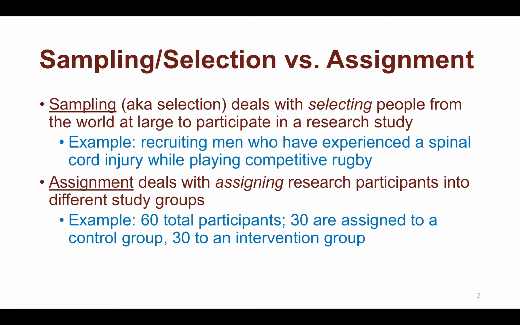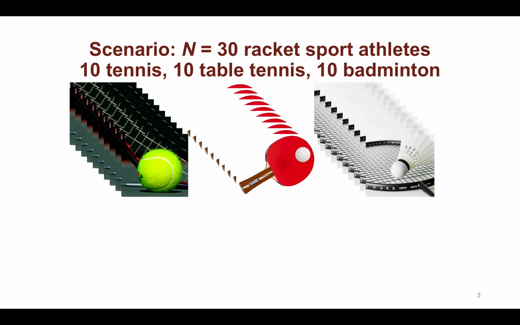Assignment deals with assigning research participants into different study groups after you've already gone through the selection process. So for example, if you have 60 total participants and you'd like to assign 30 of them to a control group and 30 of them to an intervention group. So in this video, I'll be talking about different methods for doing sampling and assignment. So let's start with assignment.